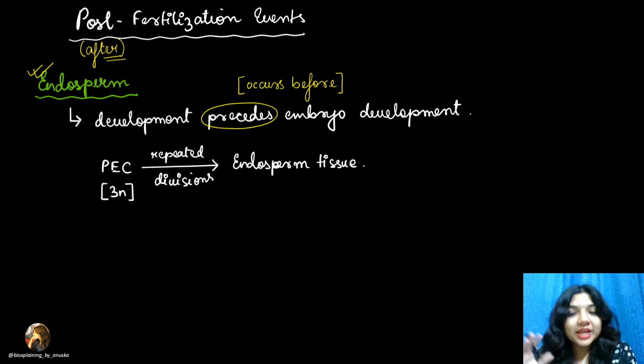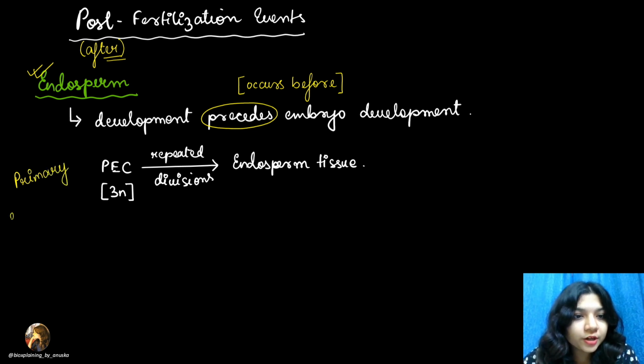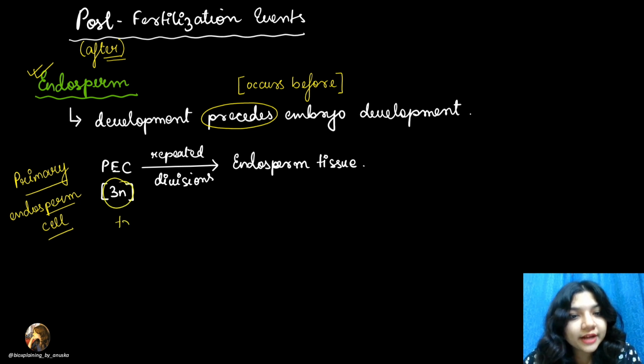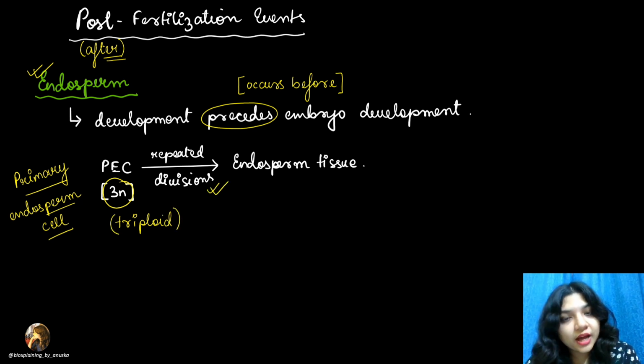So what is the PEC? This is the primary endosperm cell, the PEC, which is 3N. 3N means that this is triploid. So this undergoes repeated cell divisions, and as it undergoes repeated cell divisions, it leads to the formation of the endosperm tissue.